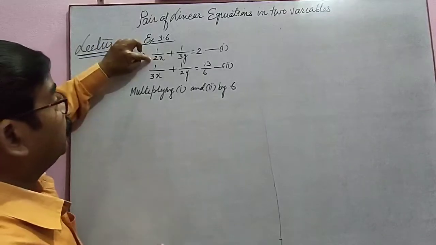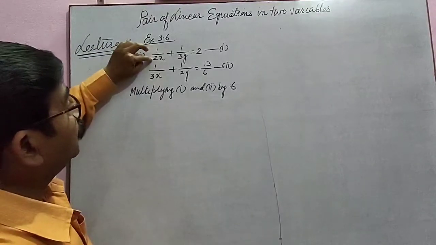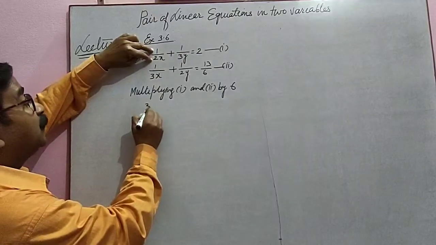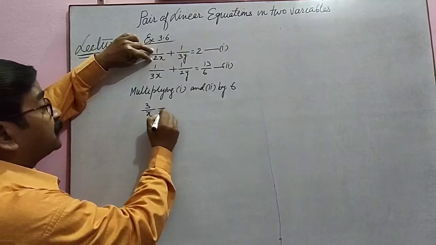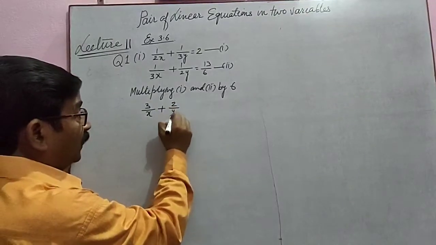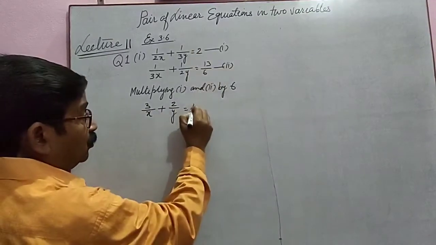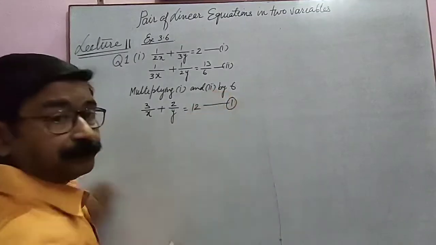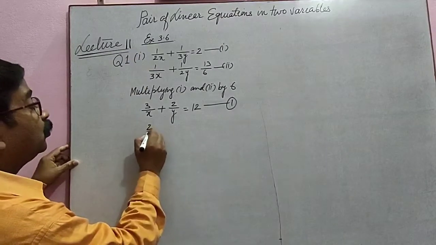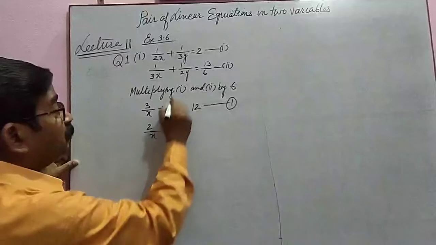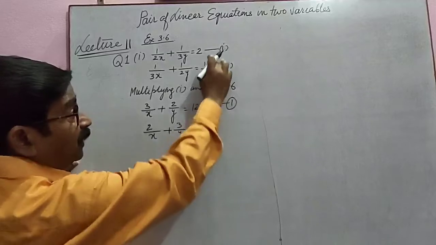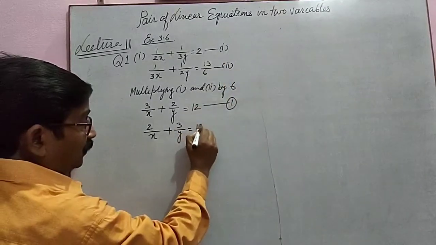So come to this, if we multiply this by 6, what do we have? 2 3s are 6, 3 times. So we have 3 upon x plus 3 2s are 6, 2 times. So we have 2 upon y is equal to 6 2s are 12. Let this be equation number 1 now. And here multiply this by 6. So we have 2 upon x plus 2 3s are 6, 3 upon y is equal to, if you multiply this by 6, 6 will go, it is 13.